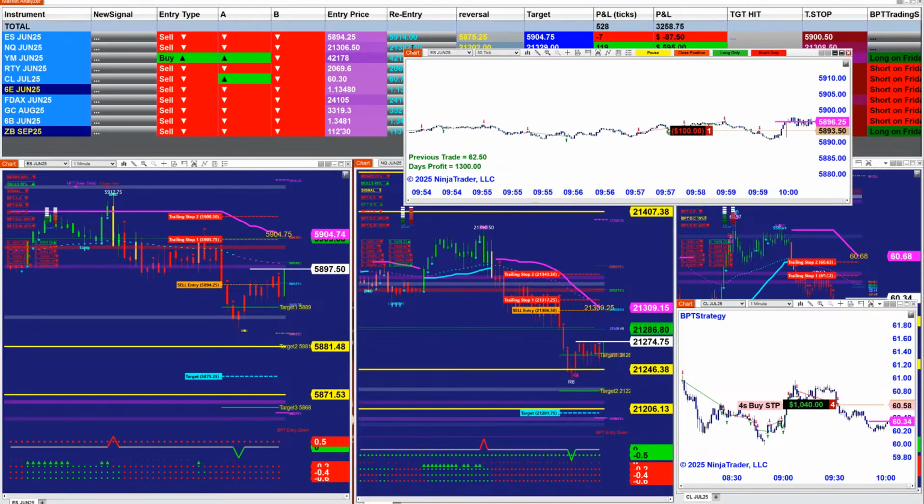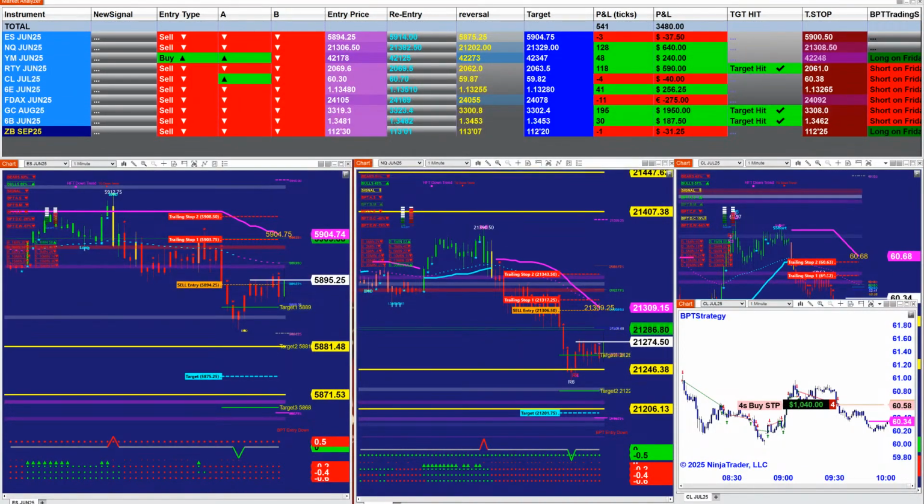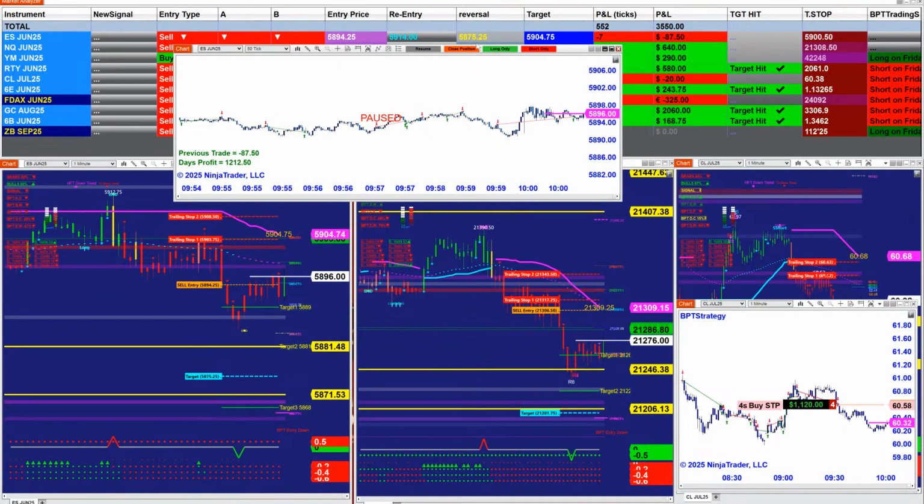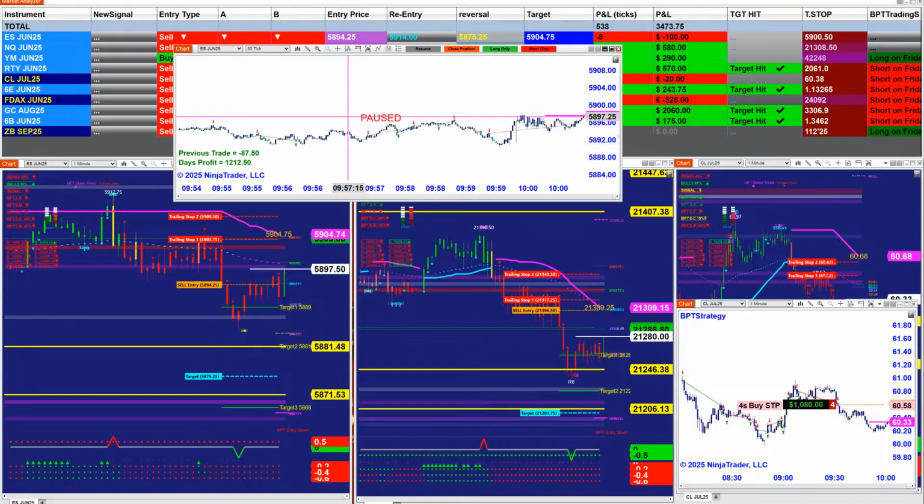I need to stop the auto trading, and you can see the market is going crazy. For scalping, it is not really advisable to keep your market open to trade. So what I do is force close this one here, and I pause the scalper.